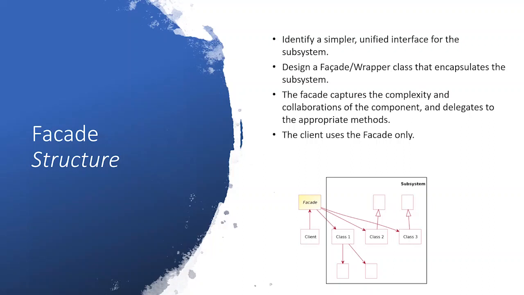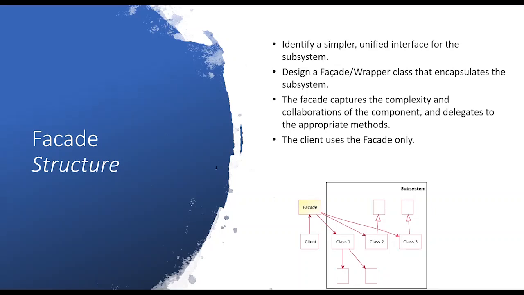So what we can do is create a facade wrapper class that encapsulates the subsystem. Facade will capture the complexity of the components, and it will delegate whatever call the client is making to the appropriate class in the subsystem. That would be the responsibility of the facade class. Okay, understood. The client will be using only the facade. Means the facade will be the only exposed class or object, which will act as a mask for our subsystems.